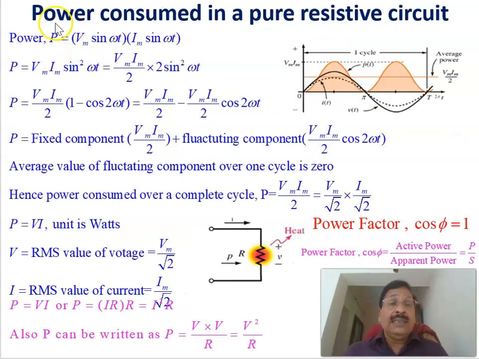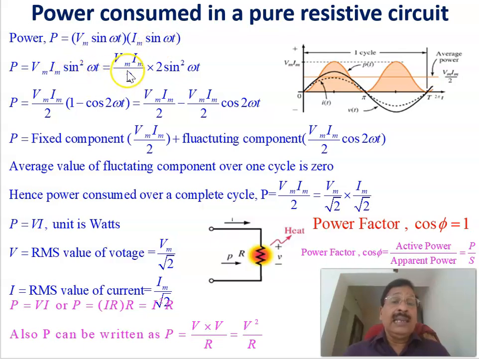Now calculating the power consumed in a pure resistive circuit. Power consumed, as I told you, is the product of instantaneous voltage and instantaneous current. For example, P is equal to Vm sin omega t into Im sin omega t. That is the equation for the voltage and the equation for the current. Then we'll be getting P equal to Vm Im sin squared omega t.